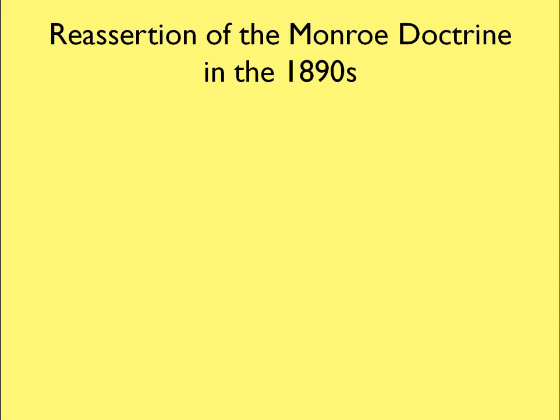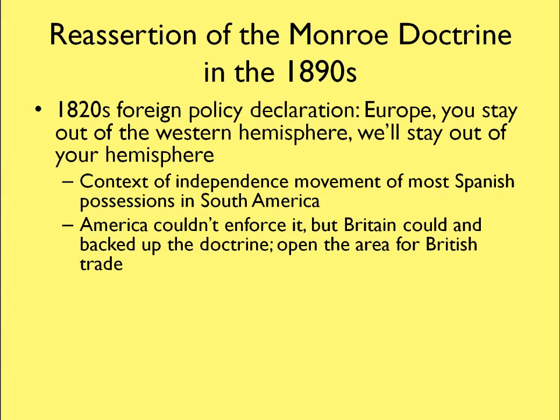And it's at this time that we get a reassertion of the Monroe Doctrine in the 1890s in the Caribbean world. And just a reminder that the Monroe Doctrine is an 1820s foreign policy declaration to Europe of you stay out of our area and we'll stay out of your area. And it was declared when much of the Spanish Empire was declaring its independence from Spain.